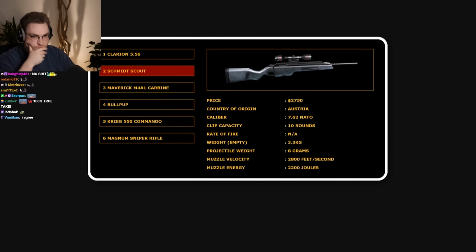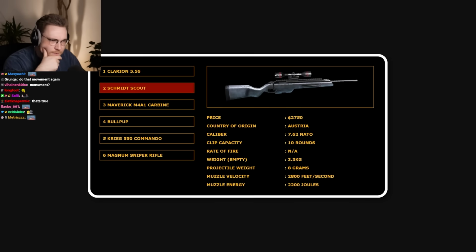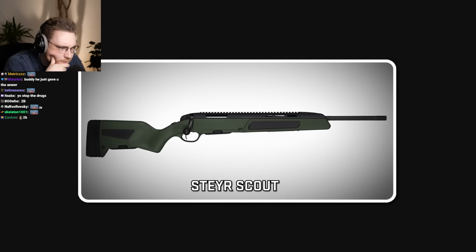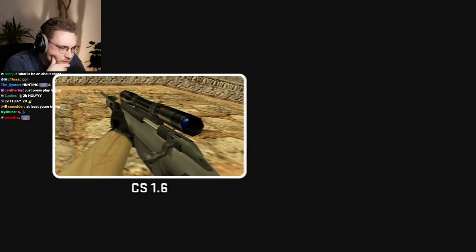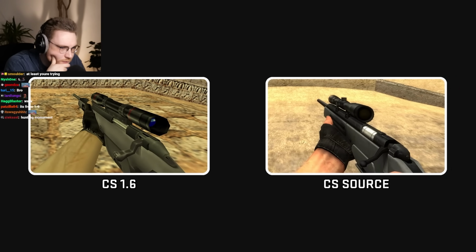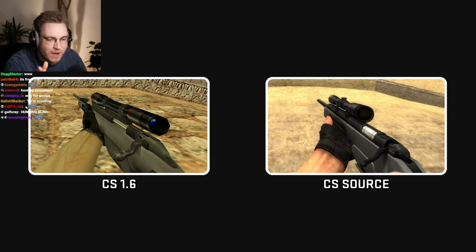A lightweight sniper rifle called the Schmidt Scout, a fictional name but based directly on the Steyr Scout, a compact Austrian bolt-action rifle. The Schmidt Scout first appeared in 1999 and then it went on to show up in every major version of Counter-Strike. I'm still right, because why is the Schmidt Scout called a Scout? Because it's used for scouting.